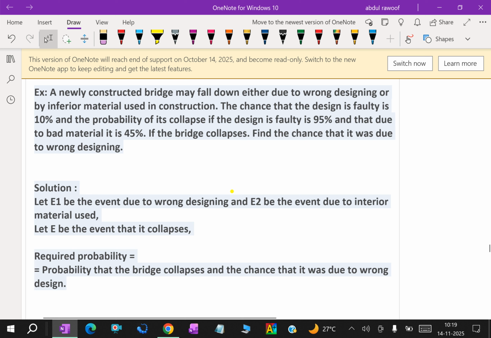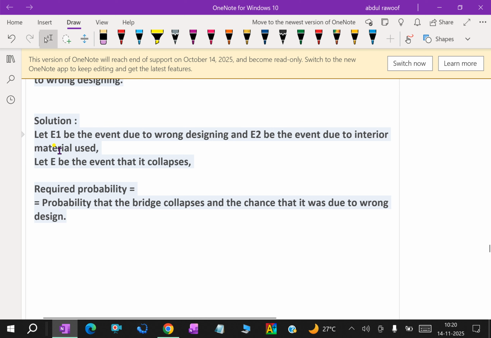Newly constructed bridge may fall down either due to wrong designing or by inferior material used in construction. Both chances are there. First, it may fall due to wrong design or due to false materials. The chance that the design is faulty is 10% and the probability of its collapse if the design is faulty is 95%, and that due to bad materials is 45%. If the bridge collapses, find the chances that it was due to wrong designing.